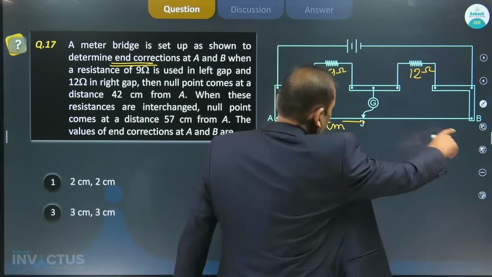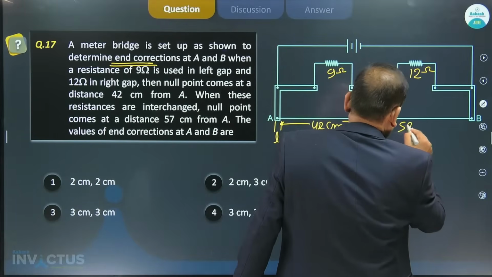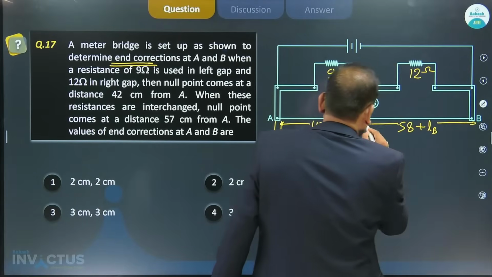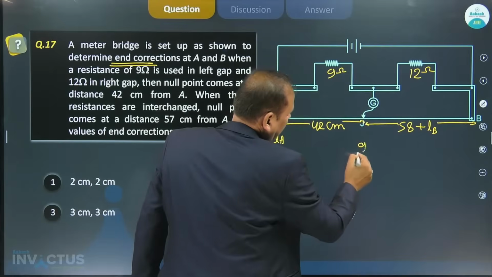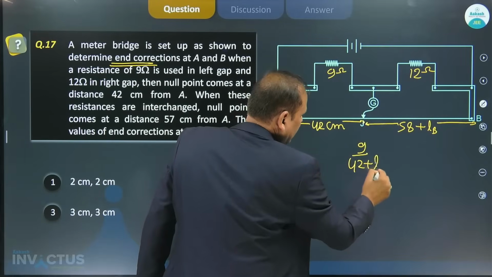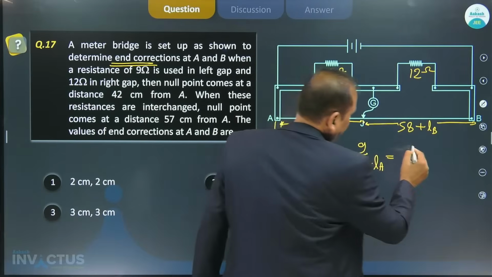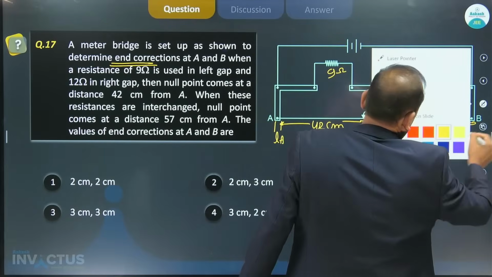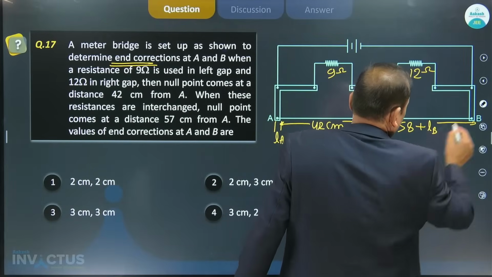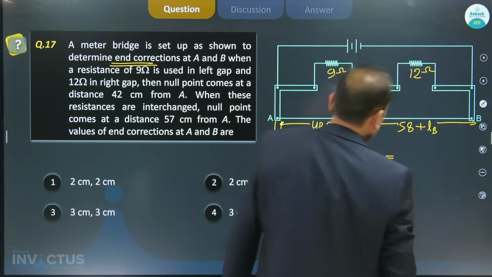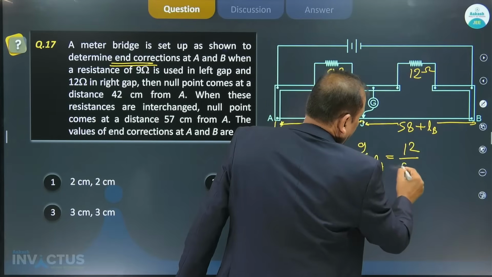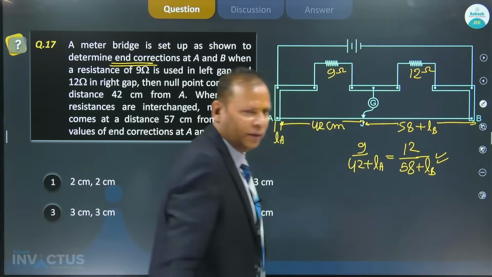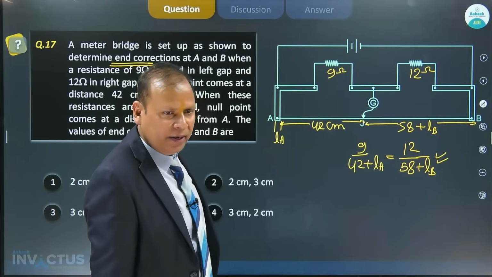So it will be equal to 58 plus LB. So 9 by 42 plus LA is equal to 12 by 58 plus LB. This will give you one relation between LA and LB.